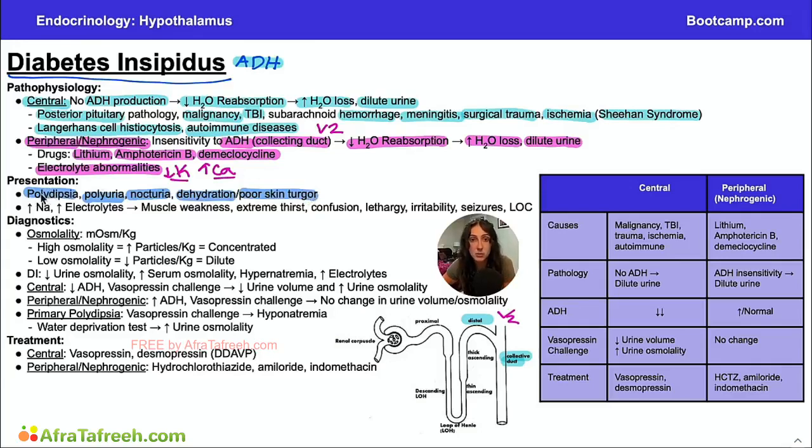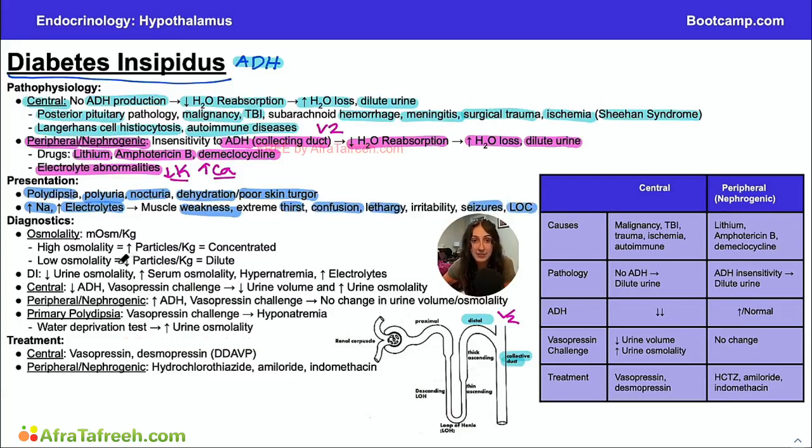Additionally, because you're losing all this water, you're going to have increased concentration of some of your electrolytes, including sodium, and this can lead to muscle weakness, extreme thirst, like we already talked about, confusion, lethargy, irritability, seizures, loss of consciousness. So all of those things that can come with different electrolyte disturbances.